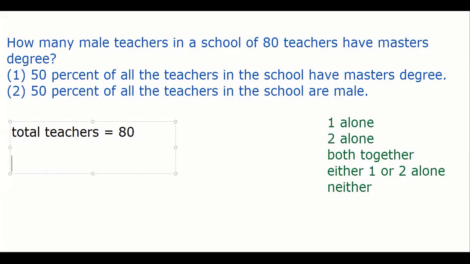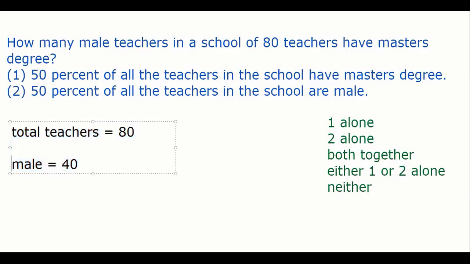Let's talk about second alone. 50% of all teachers in the school are male. So out of 80, 40 are male. So from these two together, total teachers are 80. Out of that 40 are male. It means 40 are female. But from this we cannot find out still how many have master degree, because we only know two things. Total teachers 80, males are 40. We don't know about masters, how many have masters. So from second alone also we cannot find out.